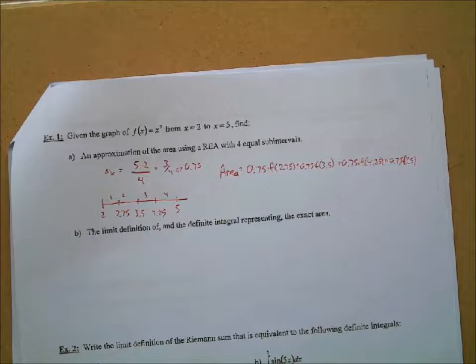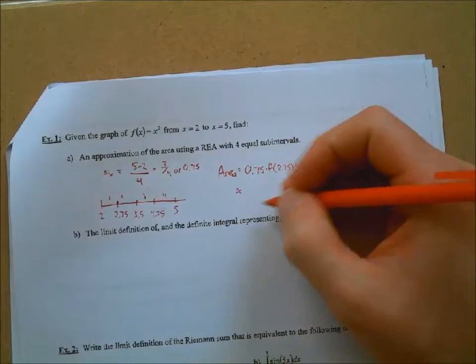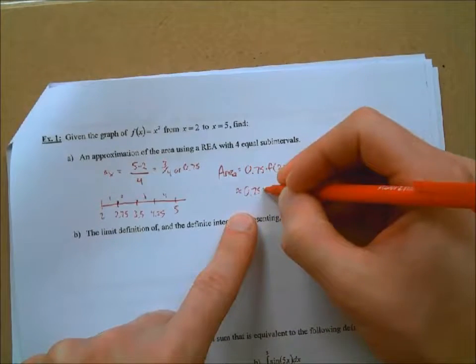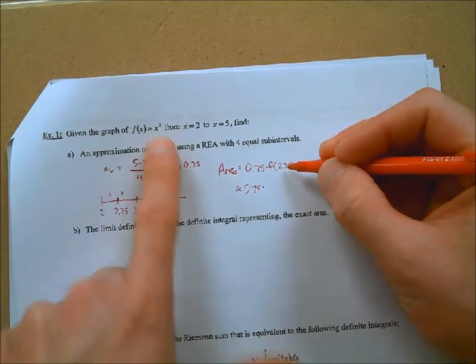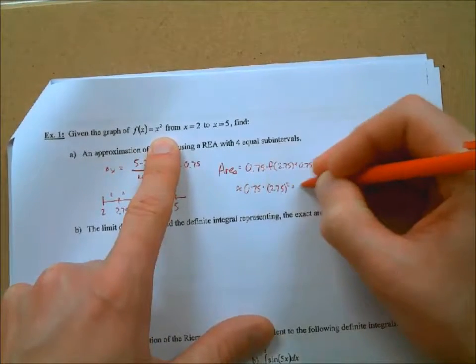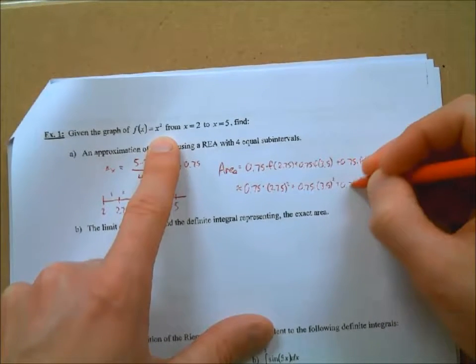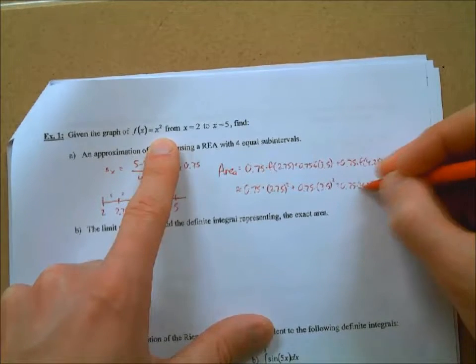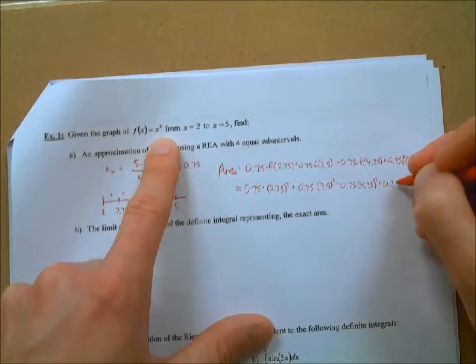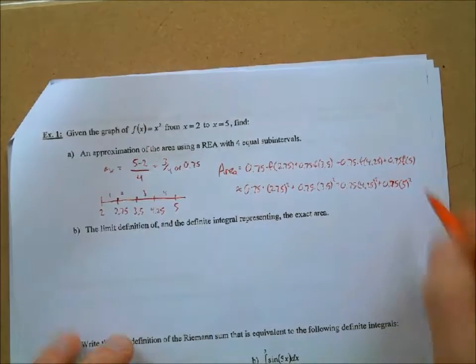Tomorrow's quiz will be calculator active, so you'll be able to use your calculator if you want to. But of course, we don't really need to use our calculators for a problem like this. We're not quite done yet, we should probably rewrite this. Since my function is x squared, instead of f of 2.75, I can just write 2.75 squared. And then 0.75 times 3.5 squared. 0.75 times 4.25 squared. And then 0.75 times 5 squared. And then you can circle your answer.